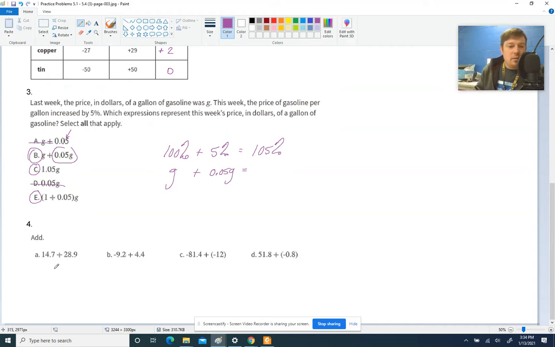And lastly, we're going to do a little bit of practice here with our skills of adding and subtracting some rational numbers. So let's jump right into it. 28.9 and 14.7. Easy enough. No negatives, so no worries. 6, carry the 1. 9 plus 4 is 13.